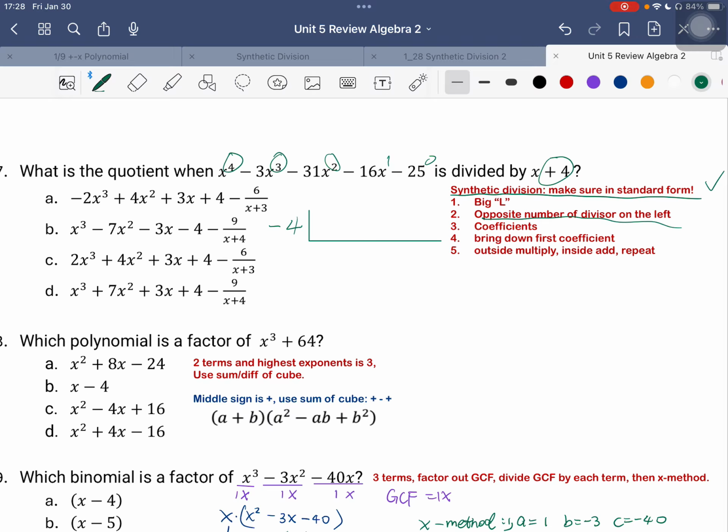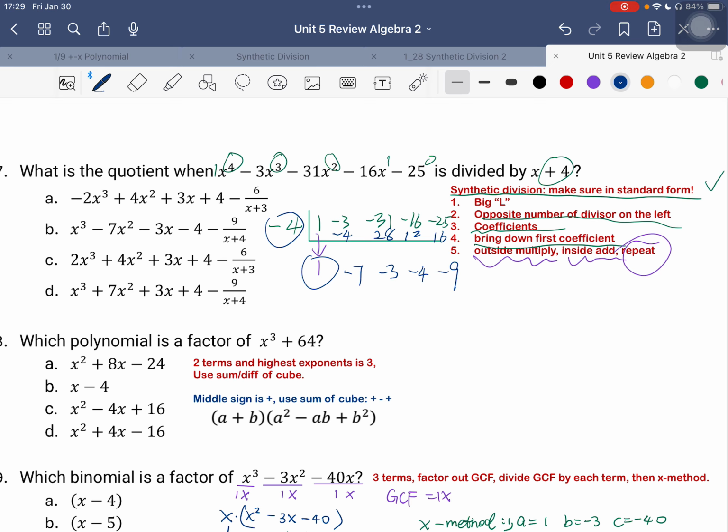Let's write down the coefficients as step 3: 1, negative 3, negative 3, 1, negative 16, negative 25. Okay, step 4, bring down the first coefficient, which is 1. All right, now outside multiply, inside add. Just repeat. Let's do this. Outside multiply negative 4, so it's negative 7. Then multiply outside positive 28. Add inside, give you negative 3. Multiply outside positive 12. Add inside negative 4, positive 16.